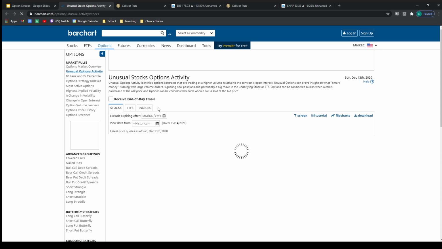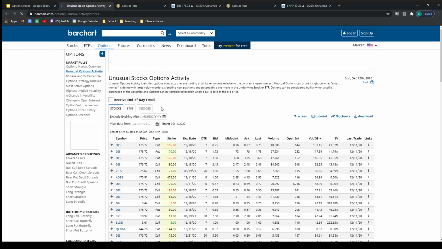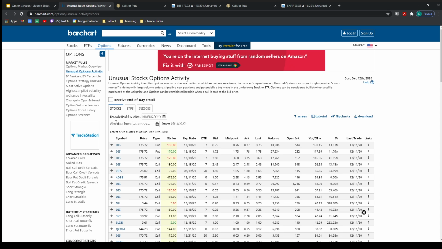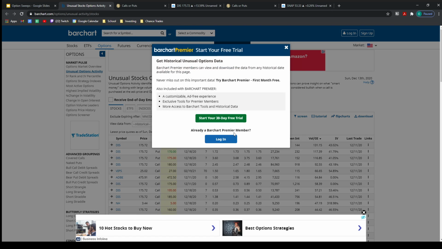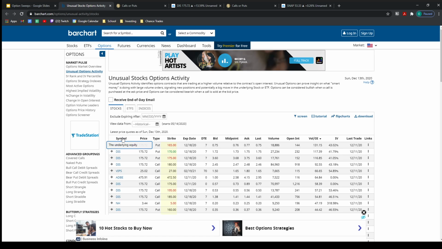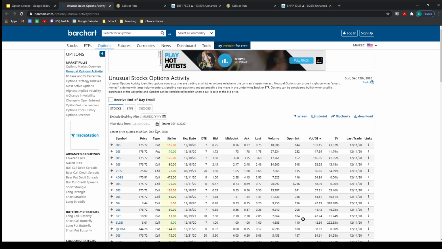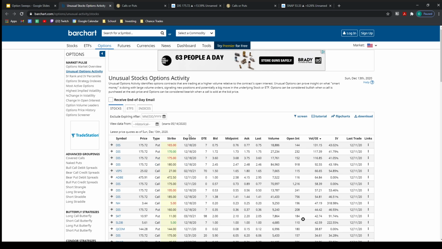If we go to their website right now, you can see that their user interface is relatively simple. If you want to view past option sweep data, you can click the little calendar icon, and then you can pick a day anytime in the past. They give you the ticker symbol right here, whether the contracts purchased were calls or puts, the strike price, the expiration date, the day sale expiration, etc.